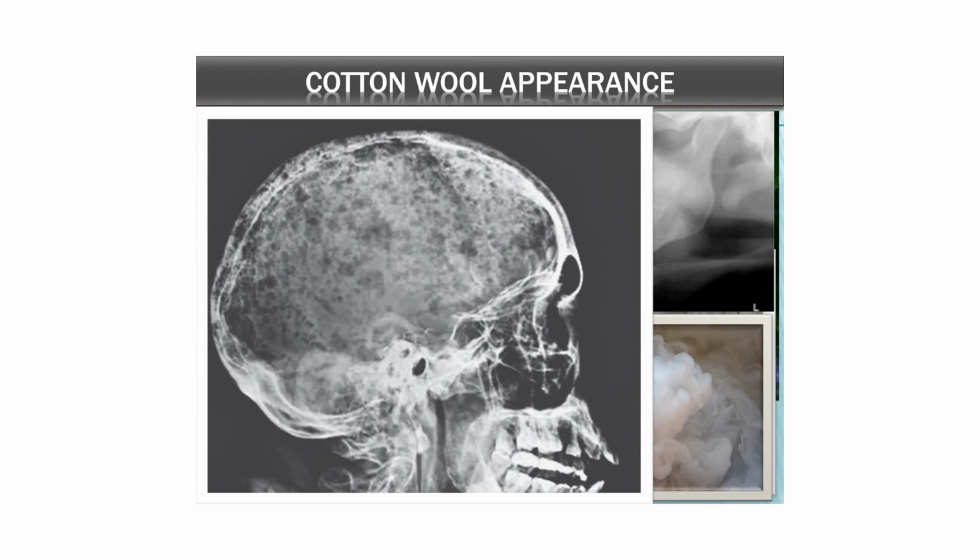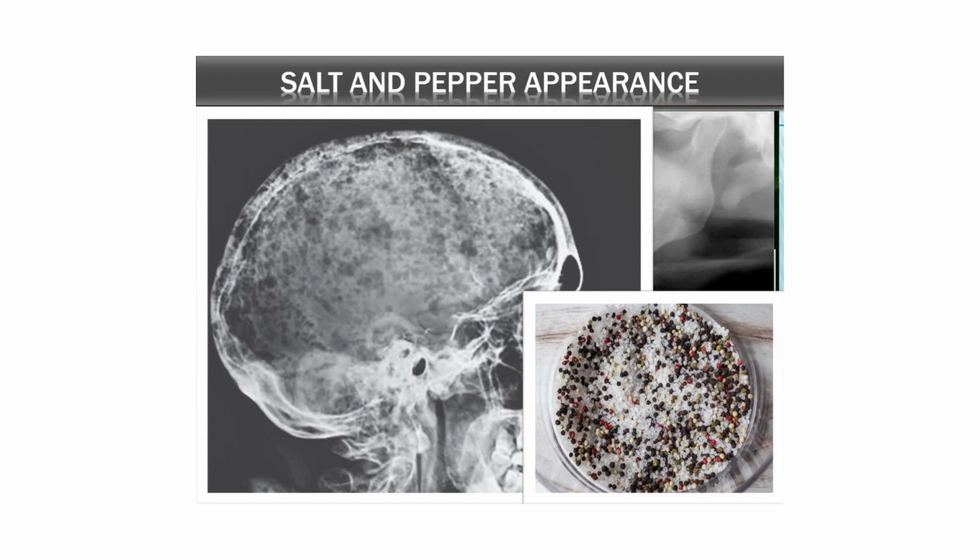Multiple tiny, well-defined radiolucencies seen in the calvaria caused by resorption of trabecular bone. There is also associated loss of definition of inner and outer table of skull, giving the skull a salt and pepper appearance. This is seen in hyperthyroidism.